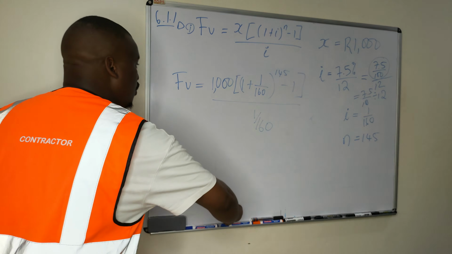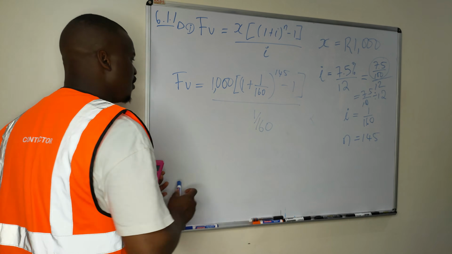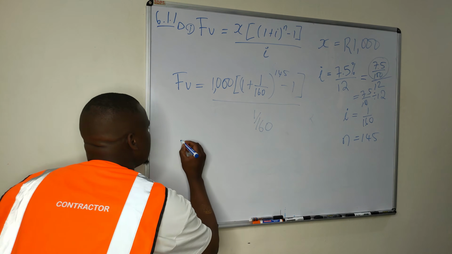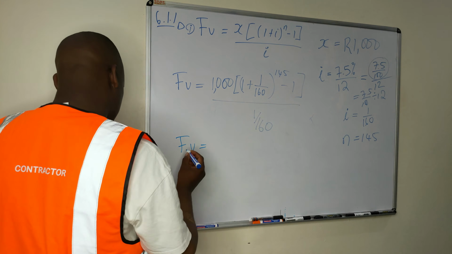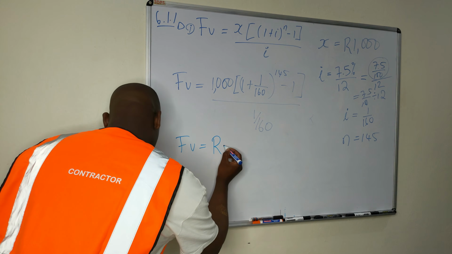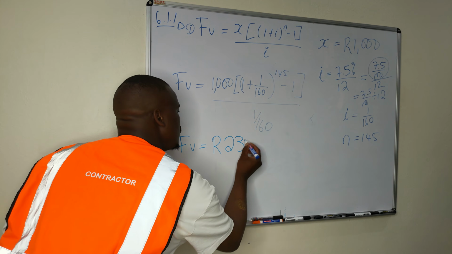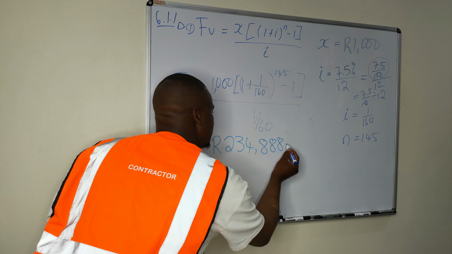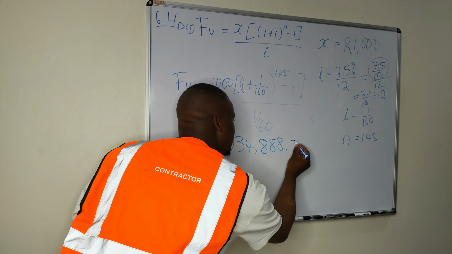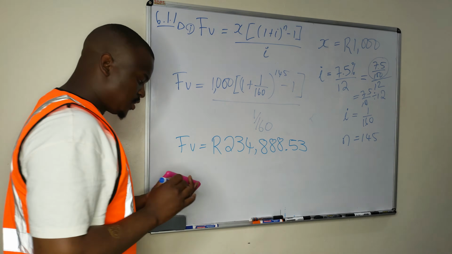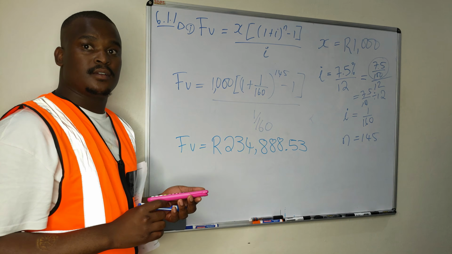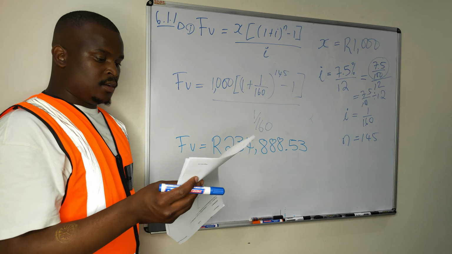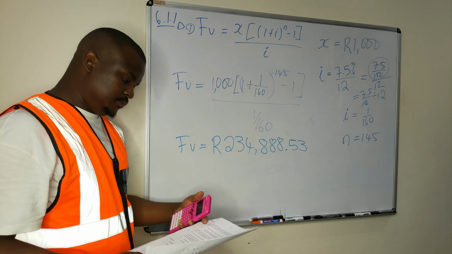The value of the investment after this number of payments is going to be FV equal to 234,888 rands 53 cents. This is what the value of the investment will be at that time. So let's go to the next question.